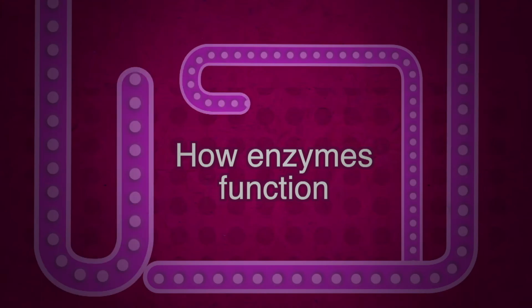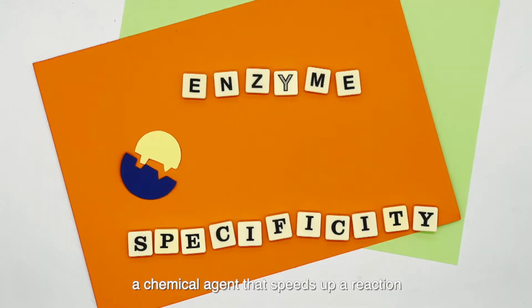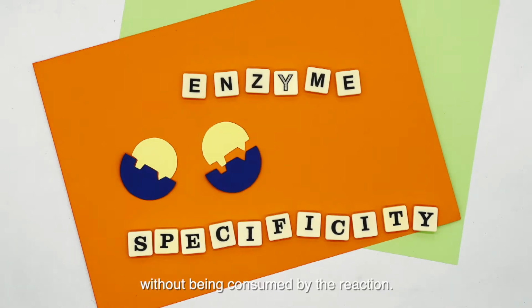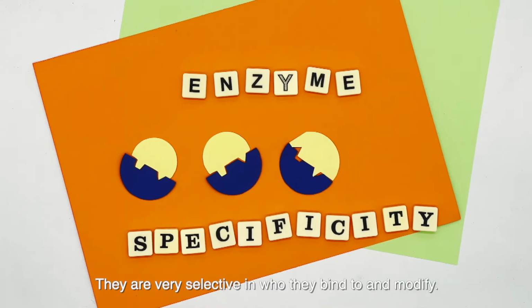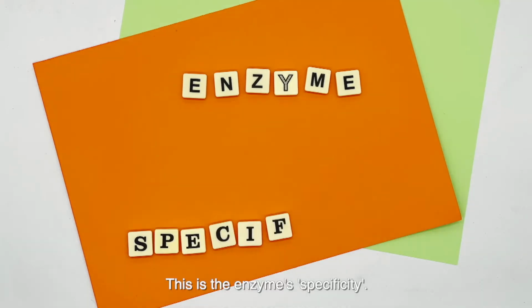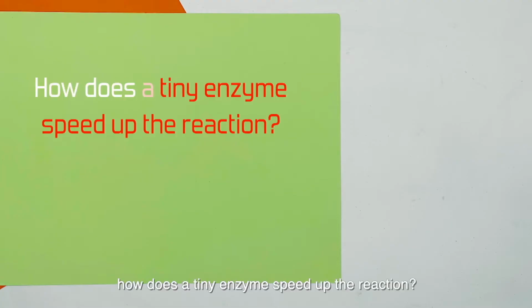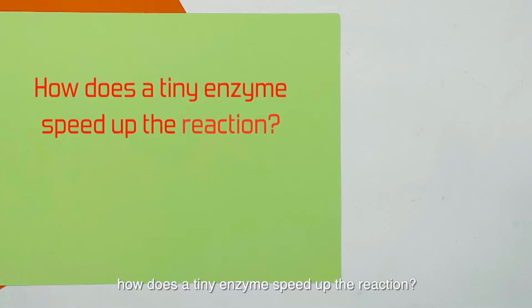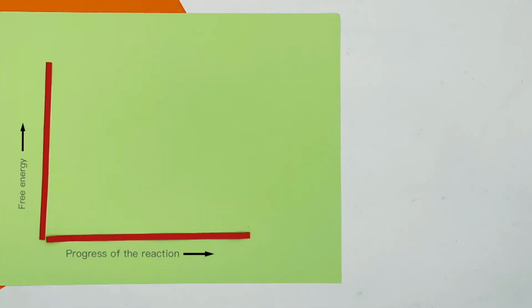An enzyme is a macromolecule that acts as a catalyst, a chemical agent that speeds up a reaction without being consumed by the reaction. Enzymes could modify specific substances called substrates. They are very selective in who they bind to and modify. This is the enzyme's specificity. Here comes the question: how does a tiny enzyme speed up the reaction? The answer to this is simple.